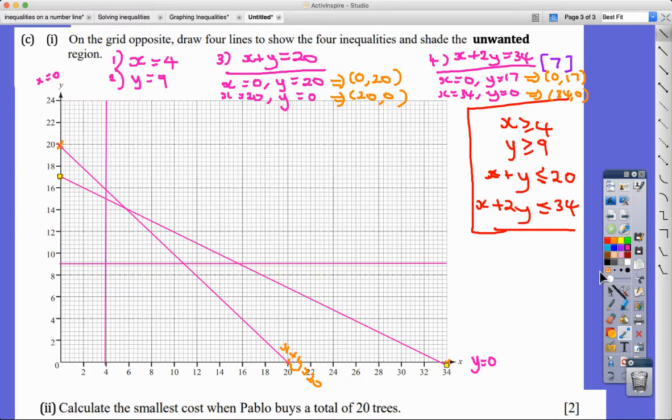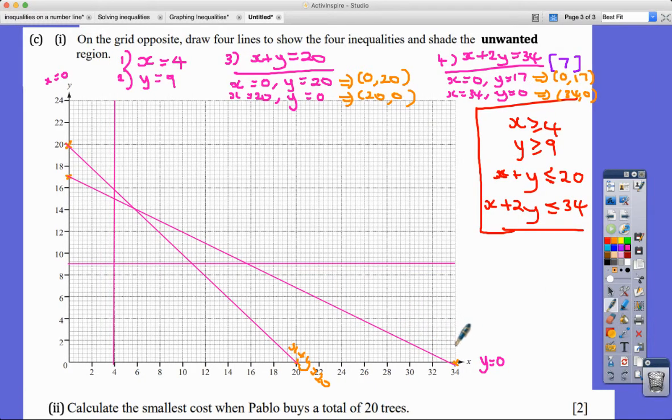Now I'm going to go back to my inequalities, and it's a case of thinking about whereabouts I'm going to be shading, because it's asking me to shade the unwanted region. I'm just going to write on here what this one is. So that was x plus 2y equals 34. That's what that line was.